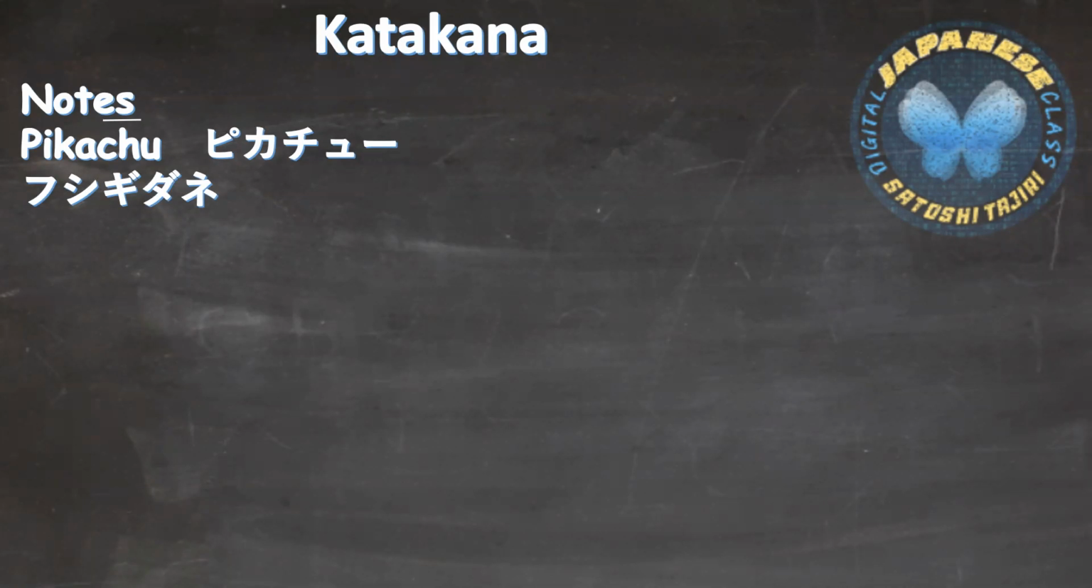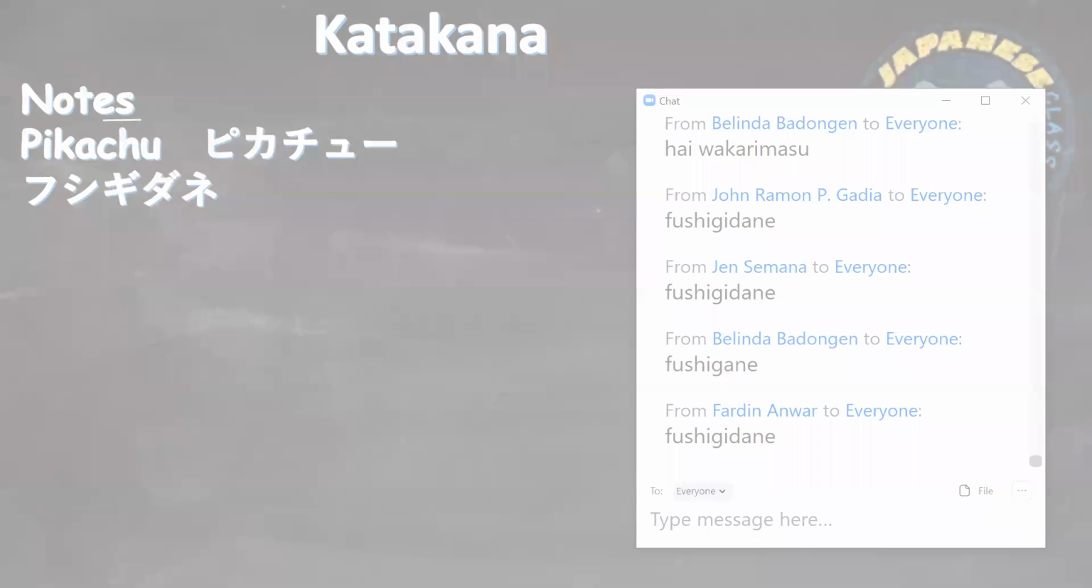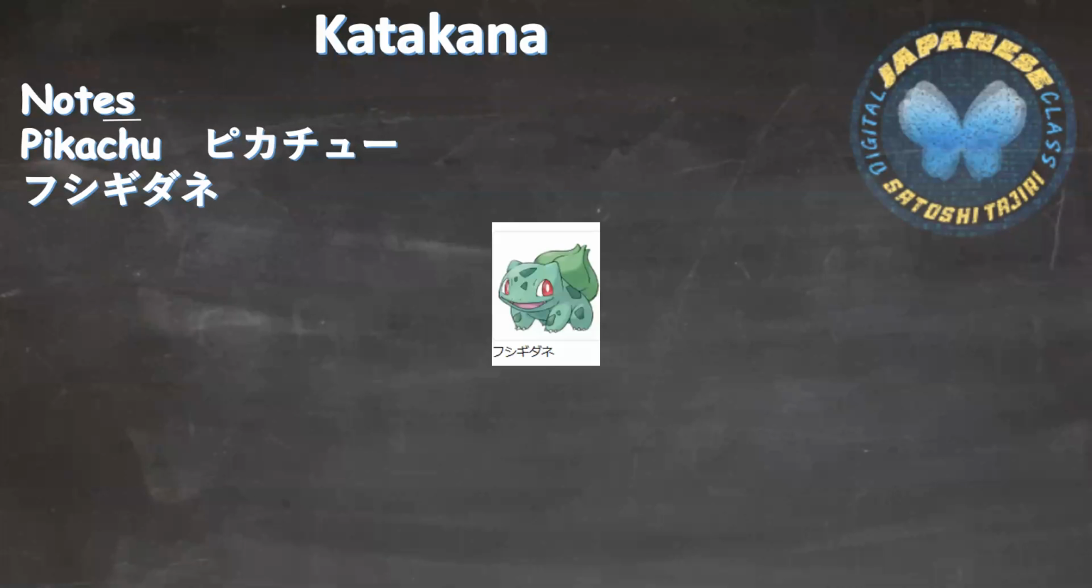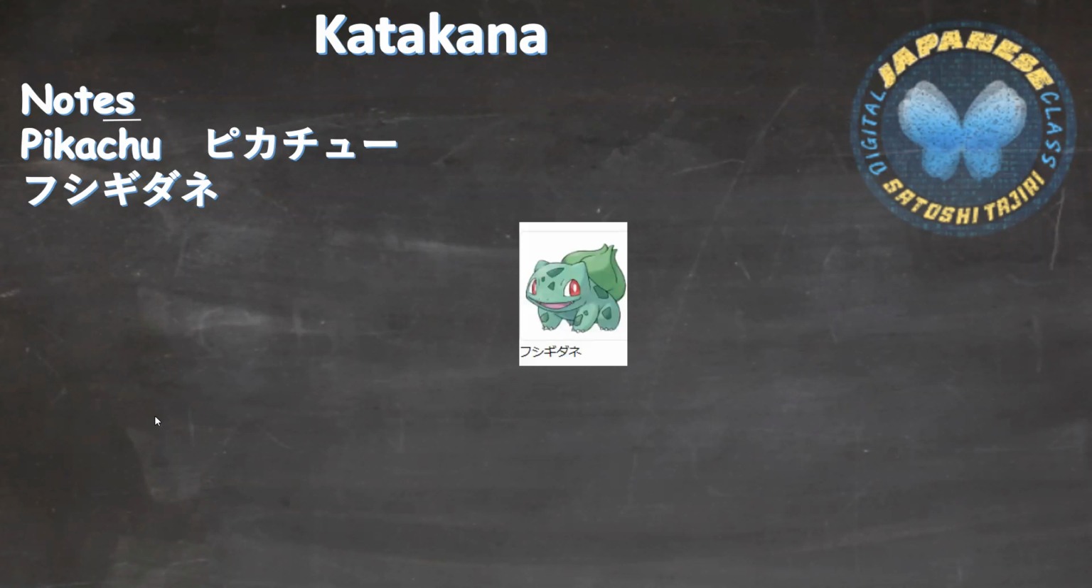Let me just share this one with you. So what is Fushigidane? It means mysterious seed. So that produces our word here. So we have our Bulbasaur, Fushigidane. So that is our Bulbasaur. Okay. Next word.